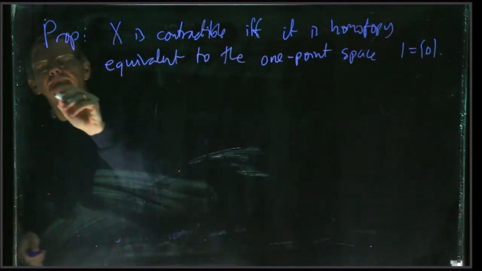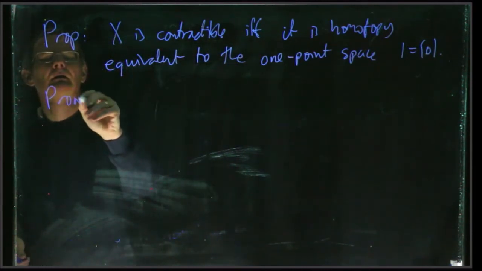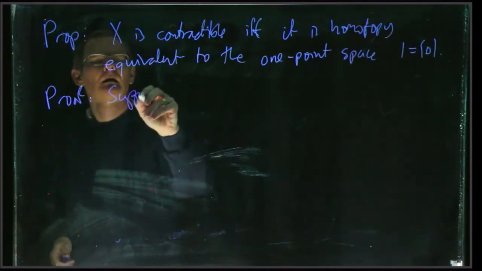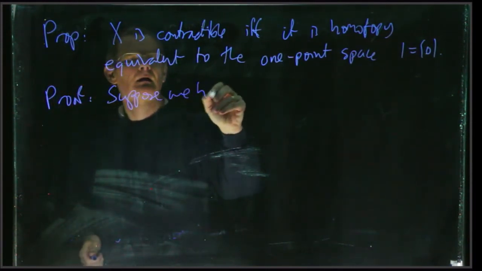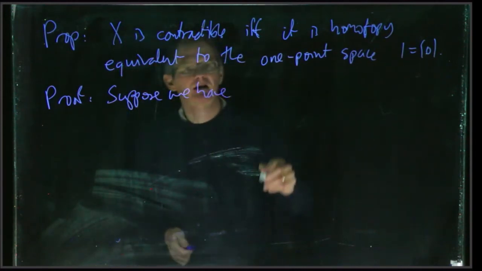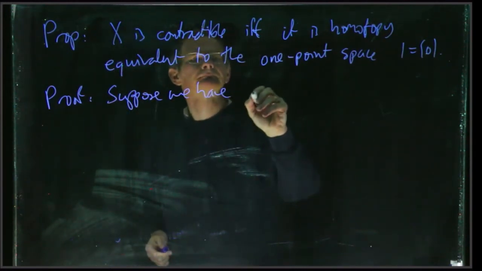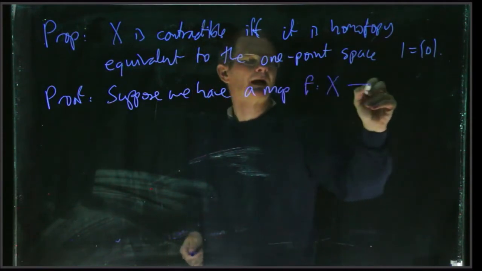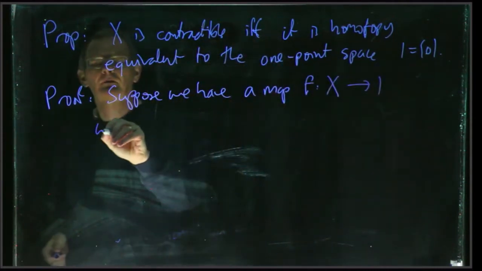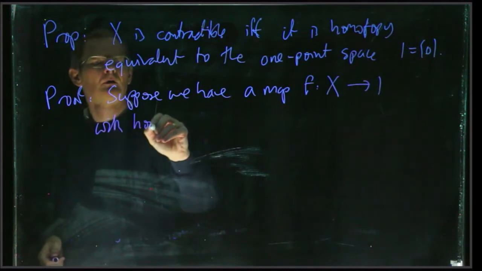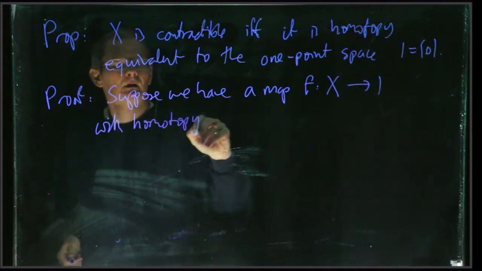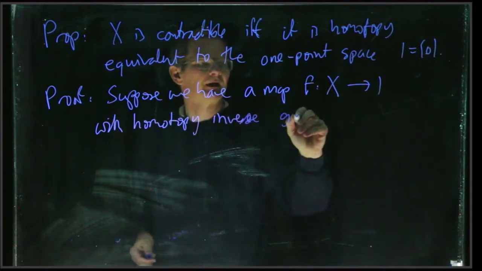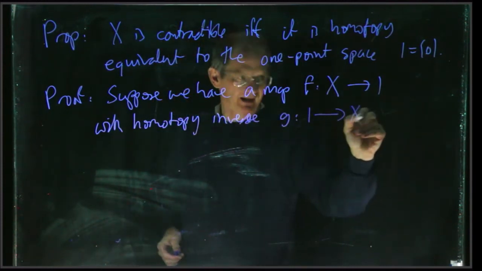And the proof: suppose we have a homotopy equivalence, in other words, a map f from X to 1 with homotopy inverse g from 1 to X.